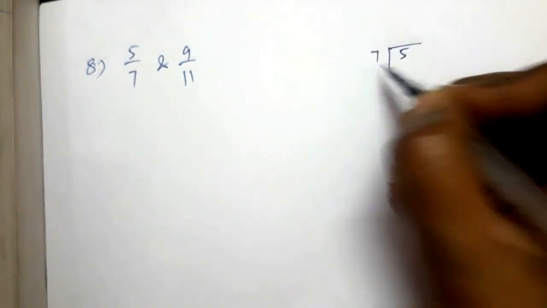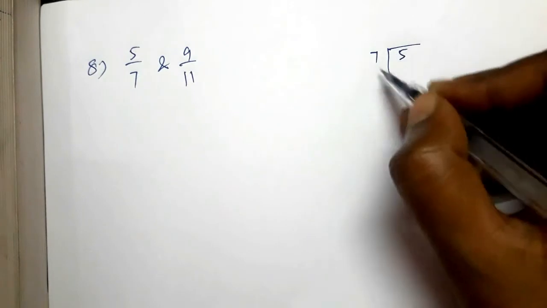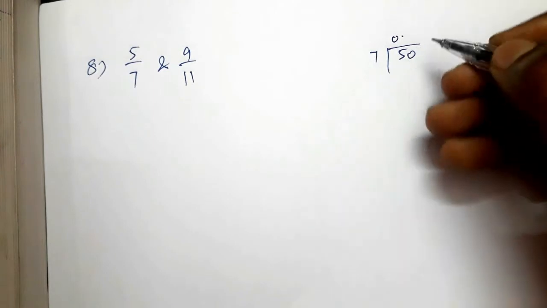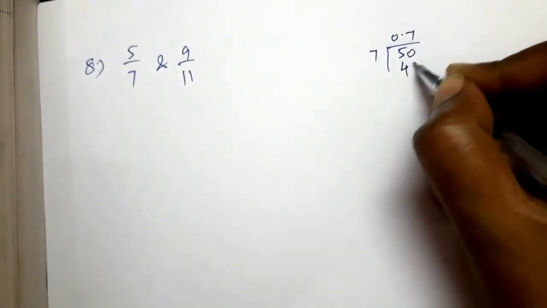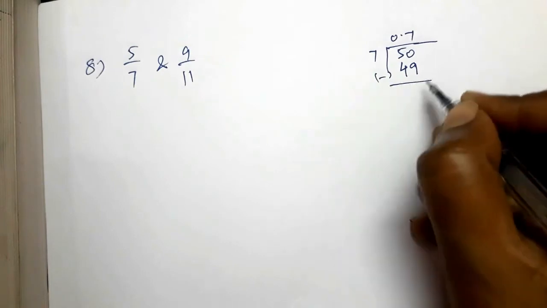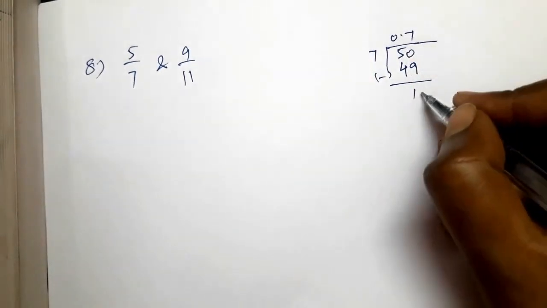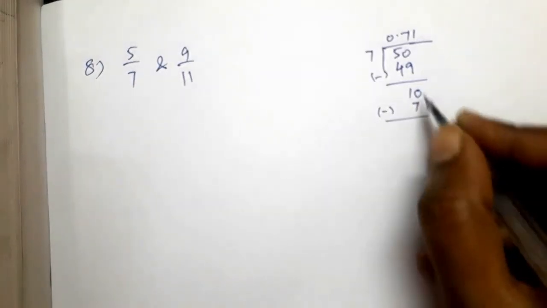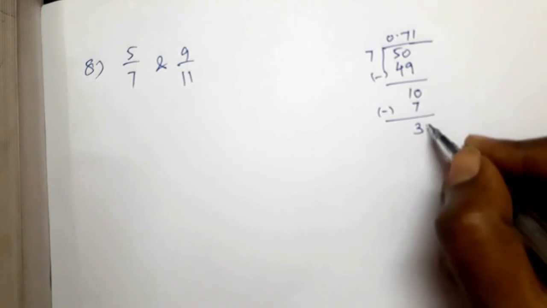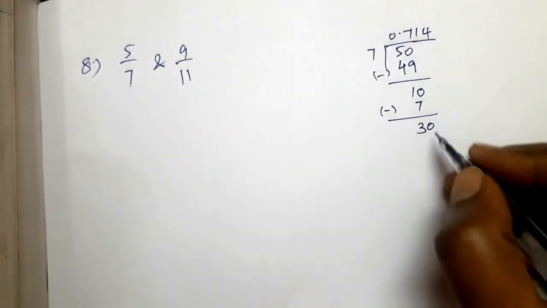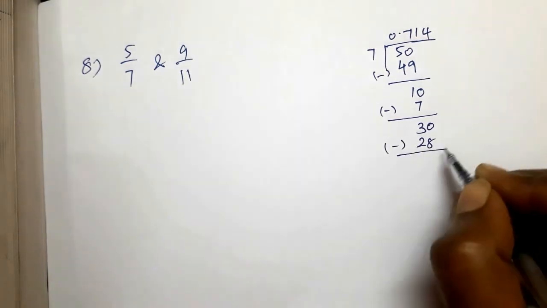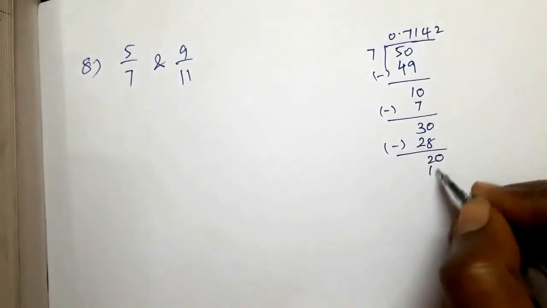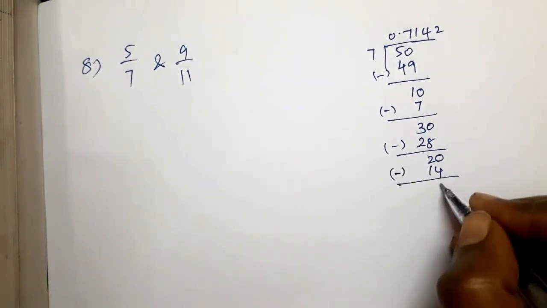5 divide 7. Now 7 is not possible here, so put a point and add 0. Now 50, 7 times is possible, 7 7s are 49. Do the subtraction, we should get 1. Already the point is put, so add 0. Now 10, only 1 time 7 is there, 1 7 is 7. Do the subtraction, remaining we should get 3. Again add 1 more 0. Now 4 7s are possible, 4 7s are 28. Remaining we should get 2. Again add 1 more 0. Now 2 7s are 14. Do the subtraction, remaining we should get 6.